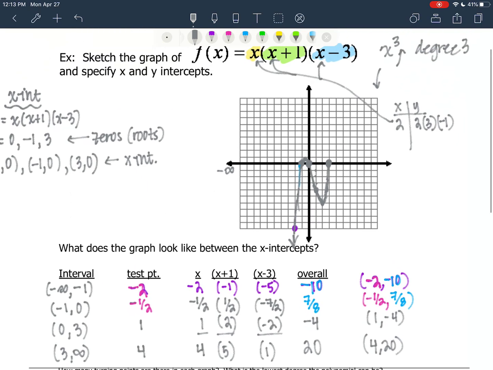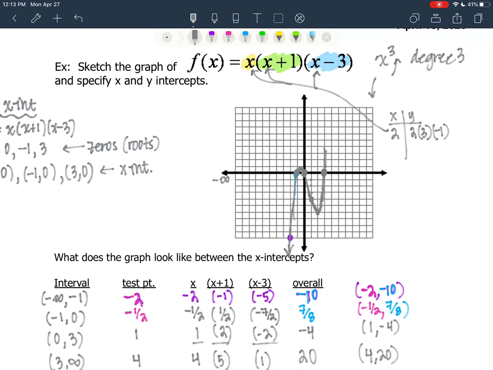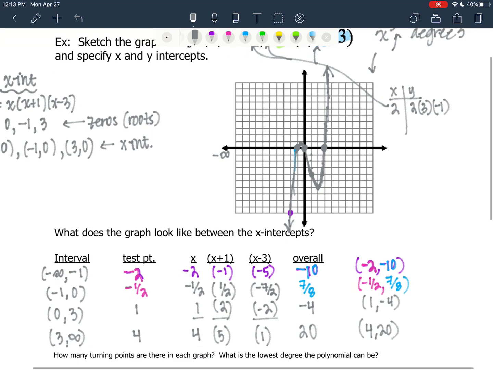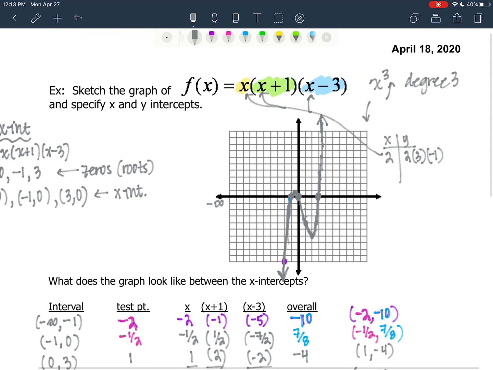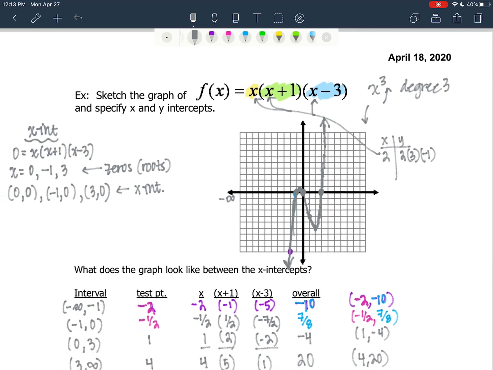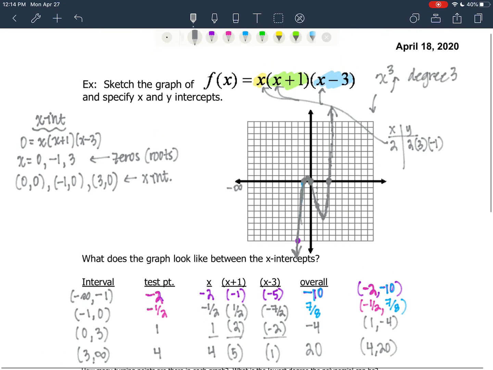So when I put a 4 in, I get a 20 out. So this is really steep, really super steep. It almost looks like it's vertical. It's moving to the right slightly and spiking up. And that is our polynomial function, y equals x times x plus 1 times x minus 3. So that's what the graph looks like between the x-intercepts.